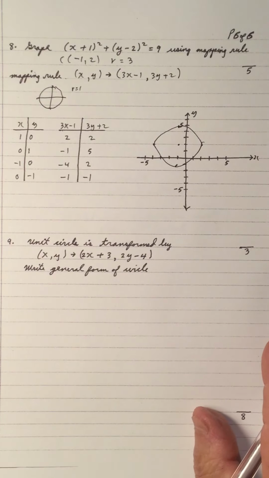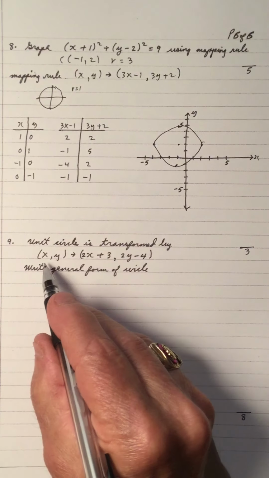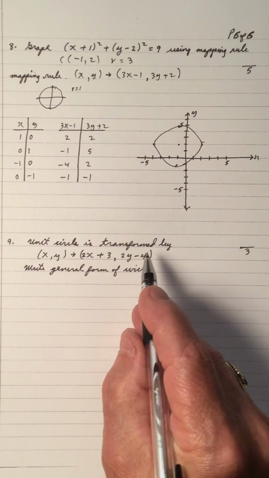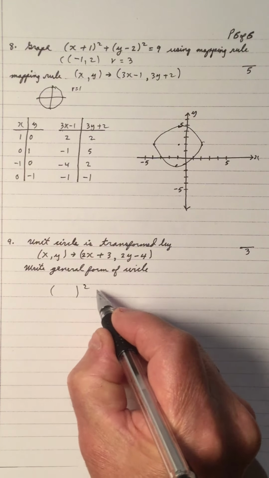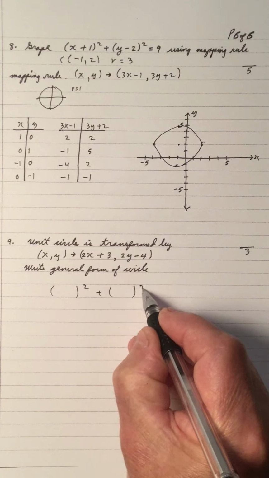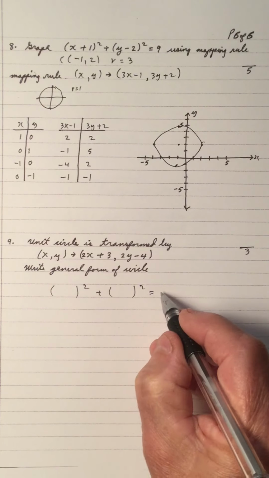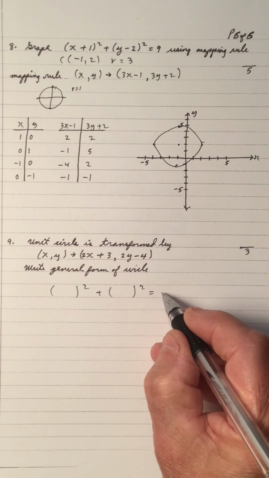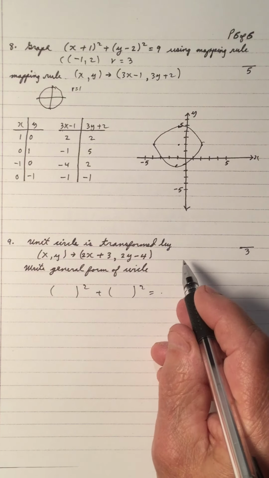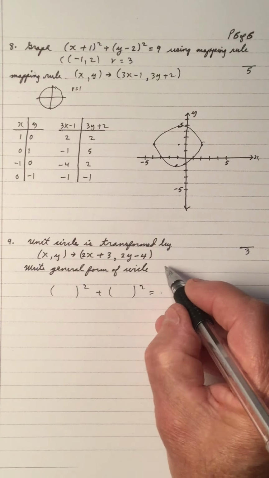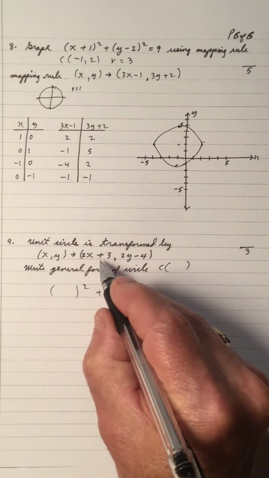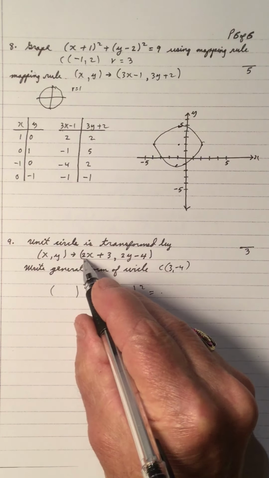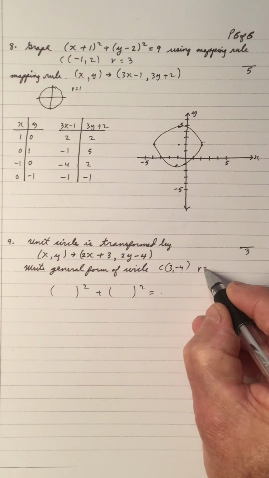So, last one to do. The unit circle is transformed by this mapping rule. Find the general equation. So, we have to do it in the transformational form first, or we could get the transformational form. Let's go with the center first. The center is 3 and negative 4. And the radius is 2x, 2y, so the radius is 2.